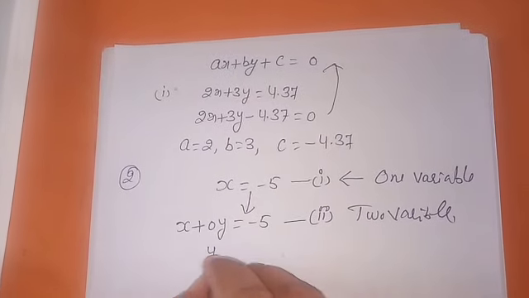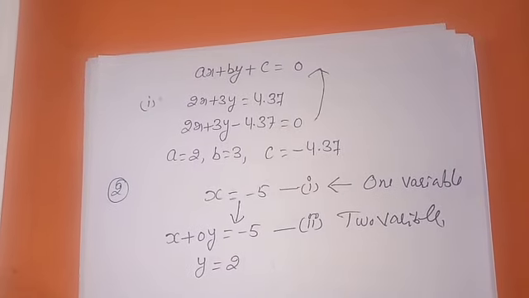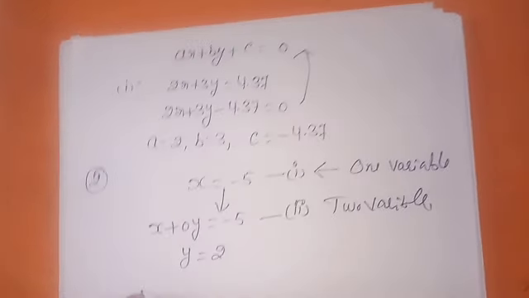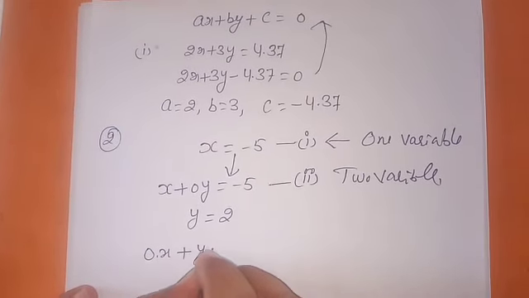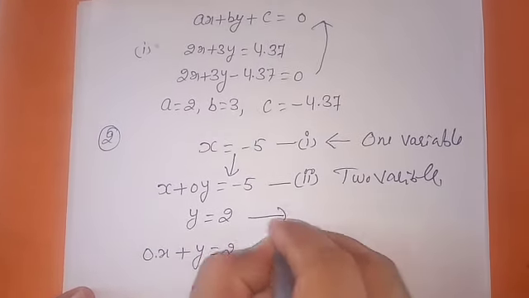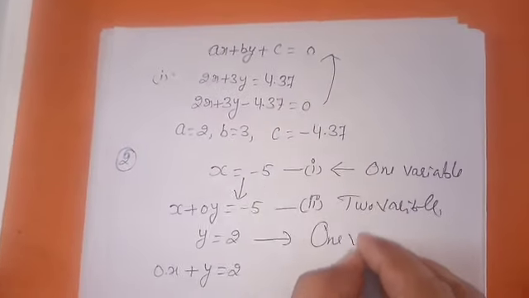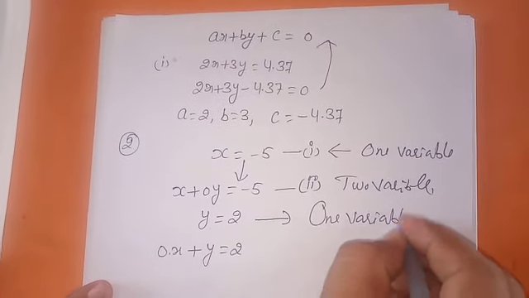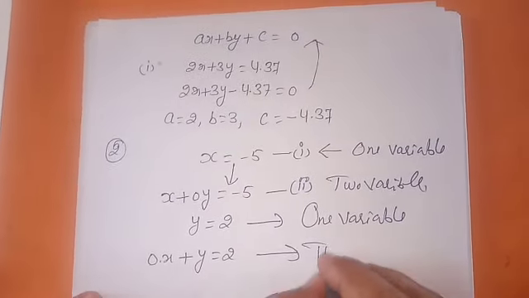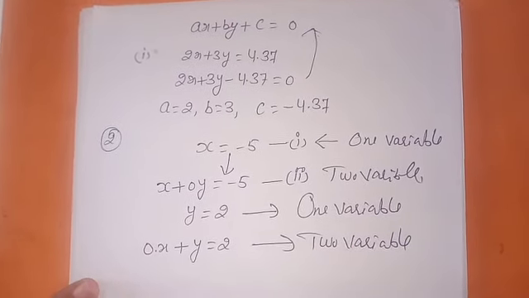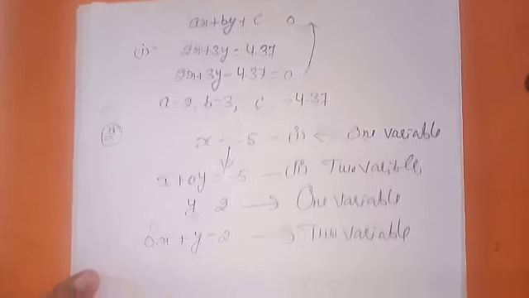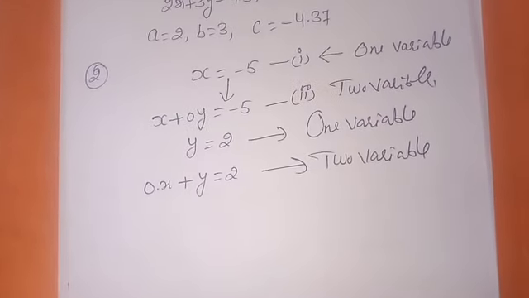This is written y equal to 2. How can you convert this? You can write it as 0 multiplied with anyone becomes 0, plus y is equal to 2. This is of how many variables? One variable. And this is of what? Two variables. The rest you can solve. Now come to the exercise.